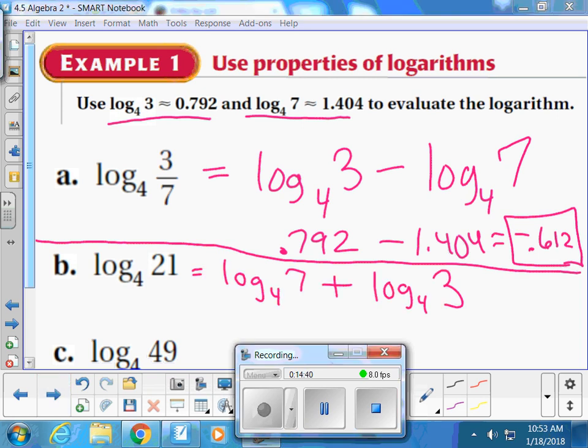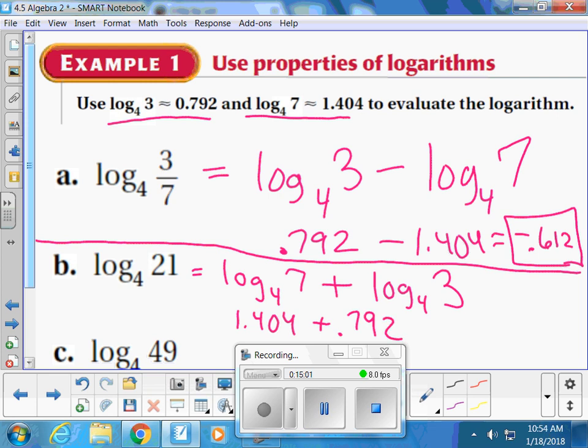Okay, moving on to part B. I expanded my log base 4 of 21 into log base 4 of 7 plus log base 4 of 3. Now I can substitute in the known values. 1.404 is log base 4 of 7, and 0.792 is log base 4 of 3. Lauren, hopefully you already typed them in for me. Awesome. 2.196.